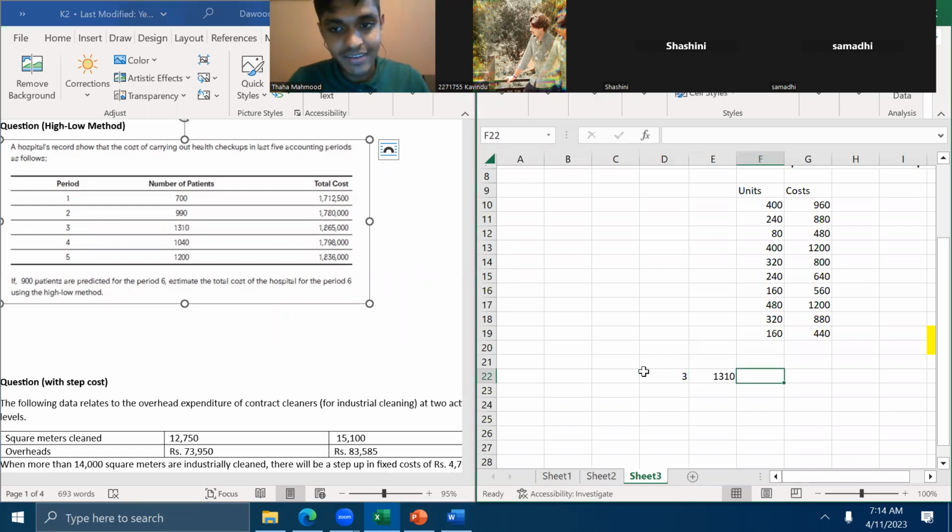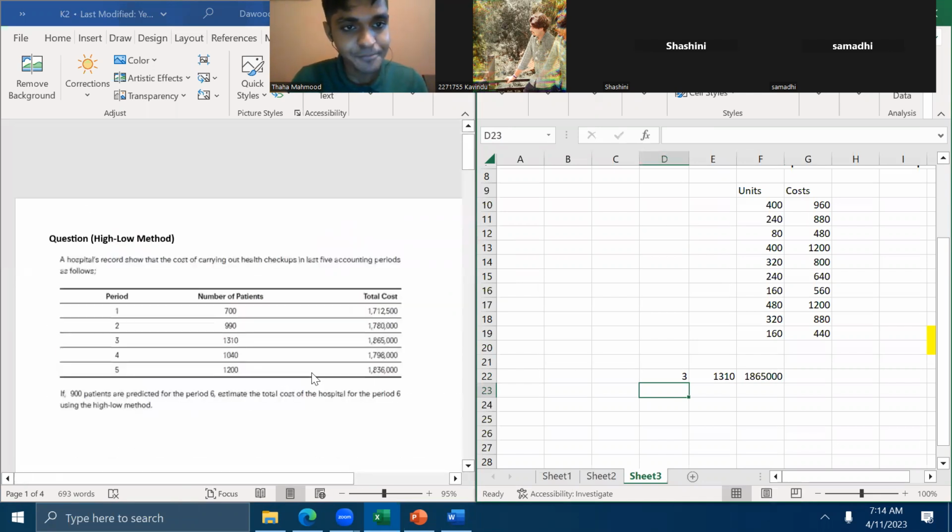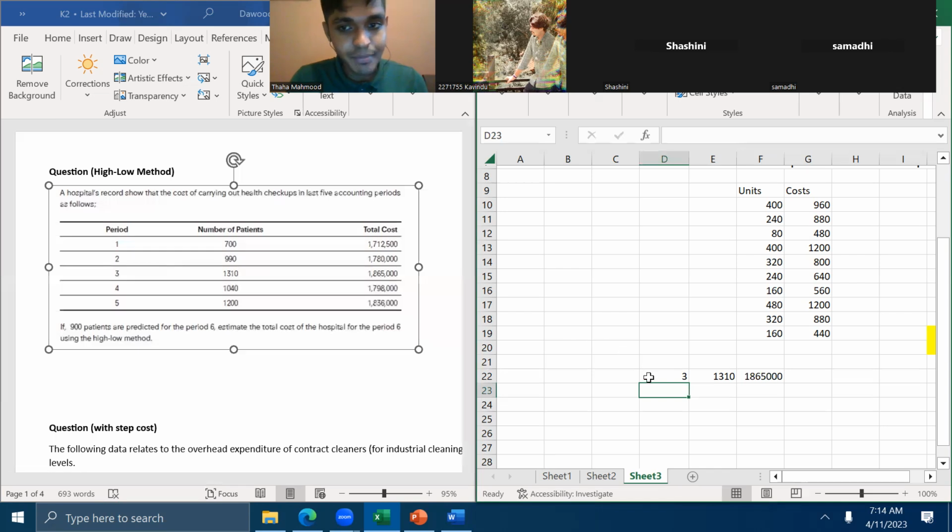1310 is the activity level, or the number of patients, and the cost at that level is 1,865,000. Then we should find out the period at which the activity is at its lowest. That would be period 1. Period 1 activity level is 700, and the cost is 1,712,500.